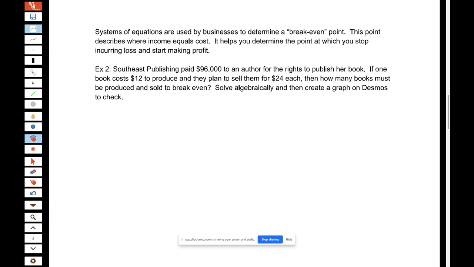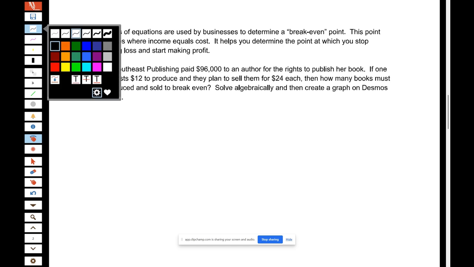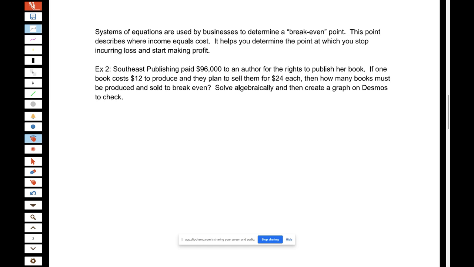The author wants the rights to publish her book. If one book costs $12 to produce and they plan to sell them for $24 each, the revenue or income equation is y equals 24x, and x is the number of books. And y is the total money earned from those books or spent to buy the books.